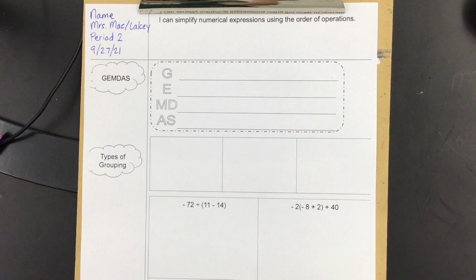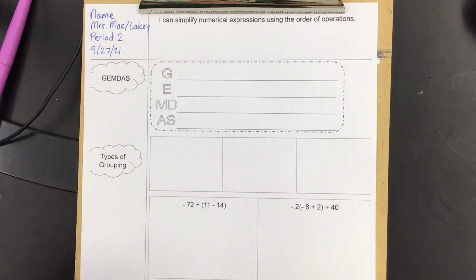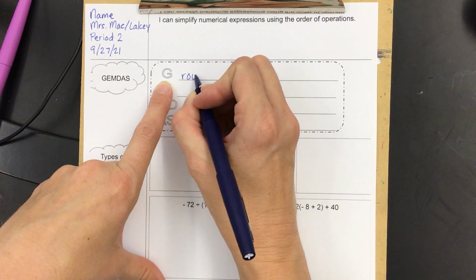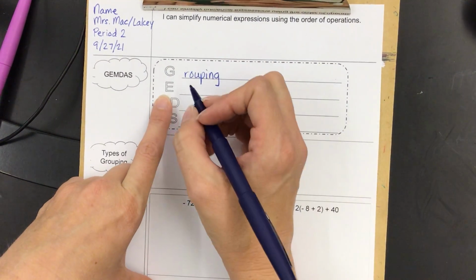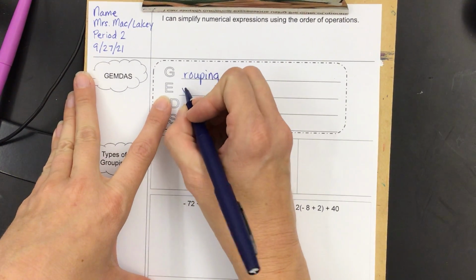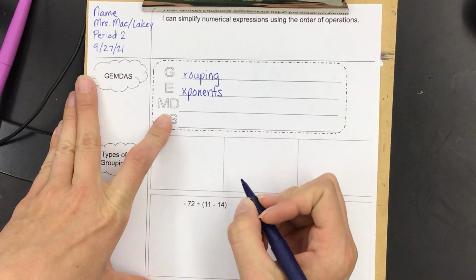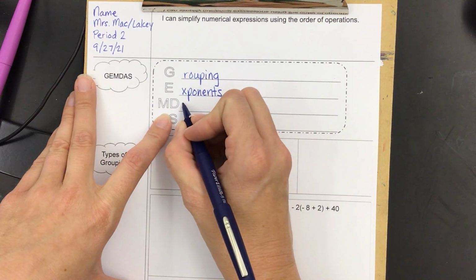You guys should already know what GEMDAS stands for because we talked about it last week, but let's go ahead and fill this in. Okay, G stands for grouping. E stands for exponents. MD stands for multiply and divide from left to right.